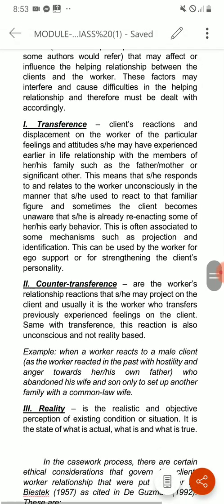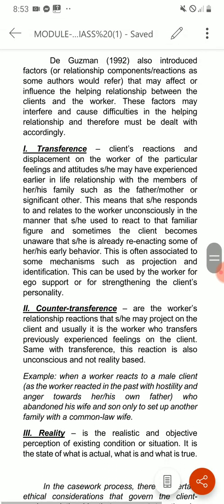So, in here, sabi ni De Guzman, he introduced factors that may affect the influence of helping relationship between the clients and the worker. So, ngayon, it is important, 'di ba sabi natin, paulit-ulit na natin 'tong sinasabi, that it is always important that we build relationship with our client for us to get to know more about them para mas lalo natin silang matulungan.